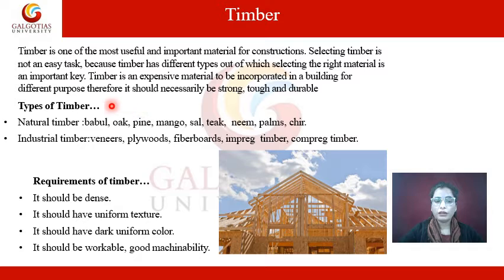Here we divide timber into two types. The first is natural timber and the second is industrial timber. Natural timber is what we get from trees such as babul, oak, pine, mango, sal, teak, neem, palms and cheer. So these are all categories of trees. And industrial timber includes veneer, plywood, fiberboard, impregnated timber and compressed timber. So these all come under industrial timber.